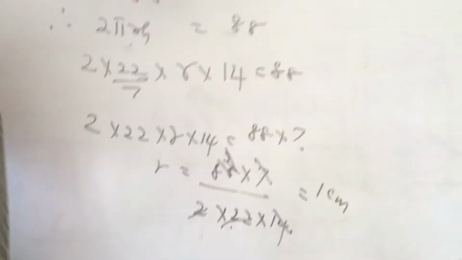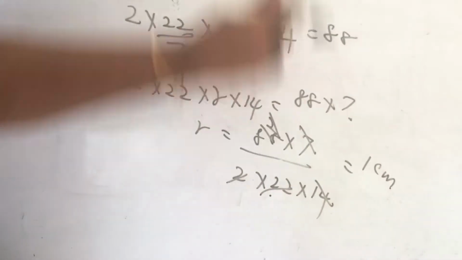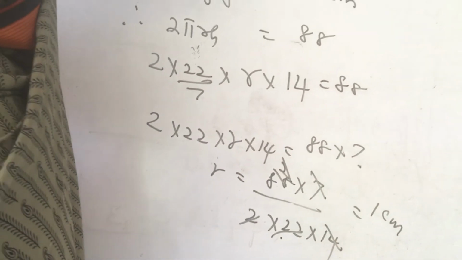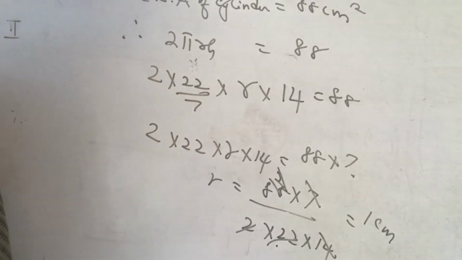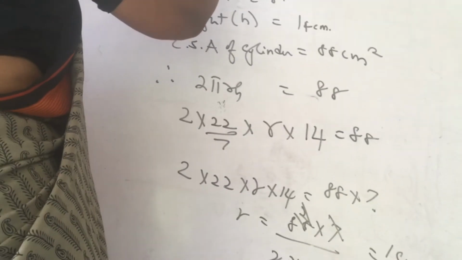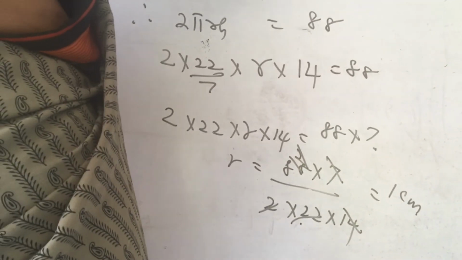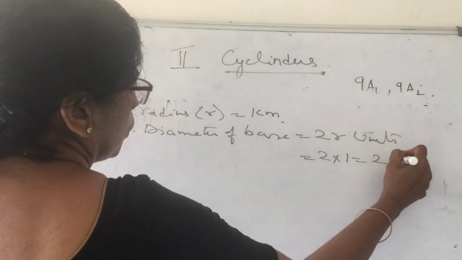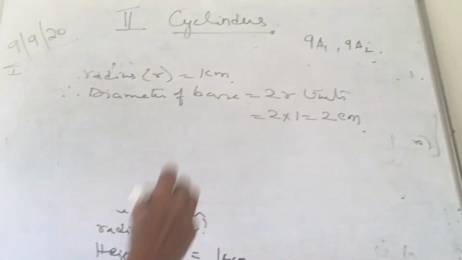The radius of the cylinder is got as 1 centimeter. Radius R is equal to 1 centimeter. The question is, find the diameter of the base. Do you remember the base diameter formula from just now? We have learned, children, 2R units. 2 into 1 is equal to 2 centimeters.